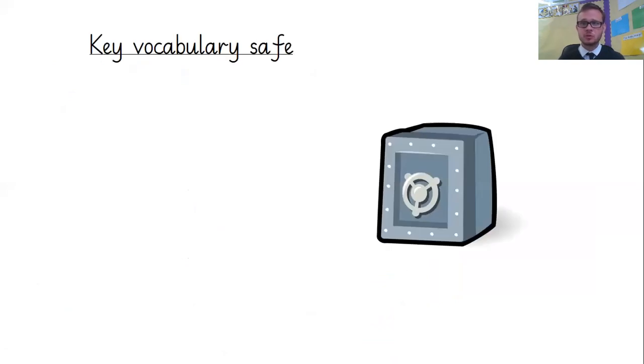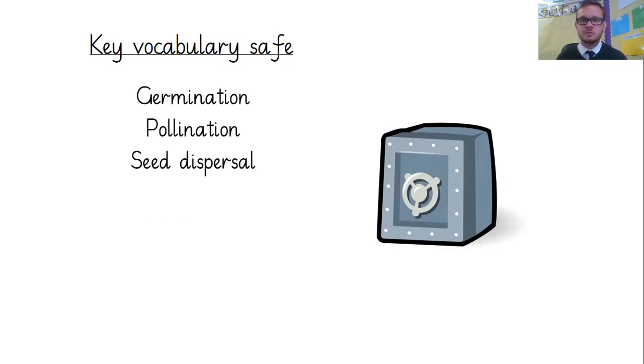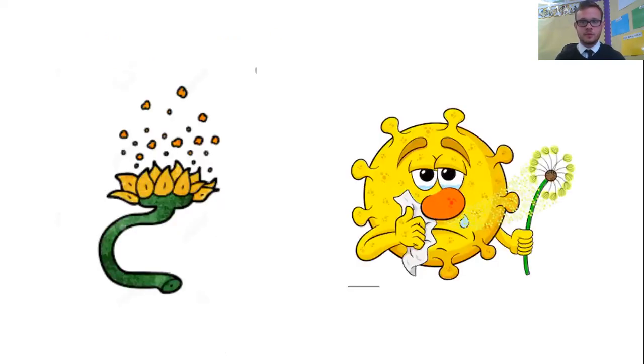So what do we need to know? What words do we need to know for today? We need to know germination, pollination, seed dispersal, flowering, and pollen, as well as all of that flower vocabulary that we learned a few lessons back. So let's start off with pollen. What is it? Well, pollen is a product of the male parts of the flower, which is vital for plants in order for them to reproduce and create seeds.